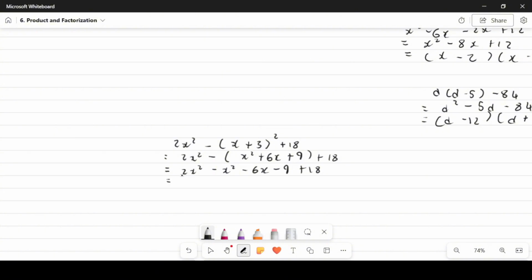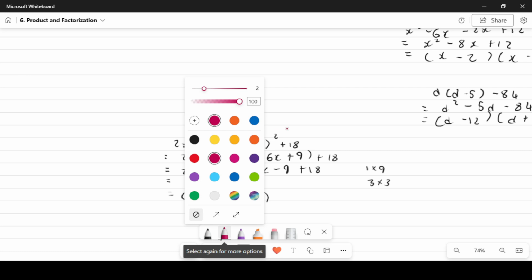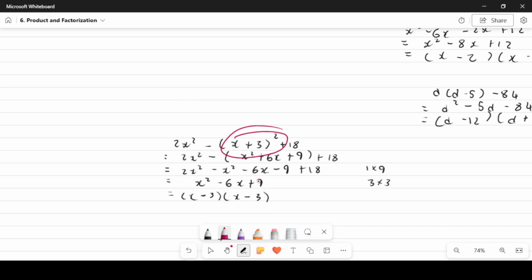Then we can add like terms. 2x squared minus x squared is x squared, minus 6x, minus 9 plus 18 is plus 9. List the factors of 9: 1 times 9, 3 times 3. Since we have a positive last term, we must have either a plus plus or a minus minus in the brackets. But since the middle term is negative, we have a minus minus. It'll be minus 3, minus 3. And that's basically how you solve this example. Very simple idea. But you can see how we can start merging the ideas of products in here and test our understanding of products as well in factorization examples.